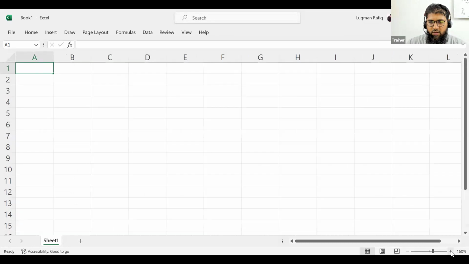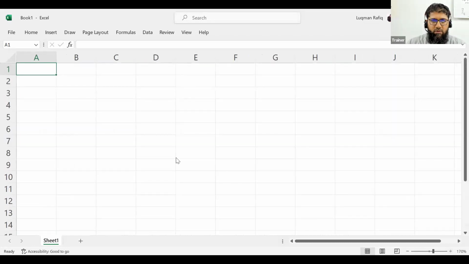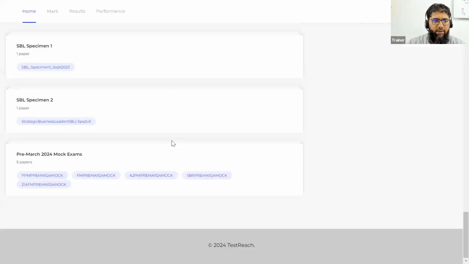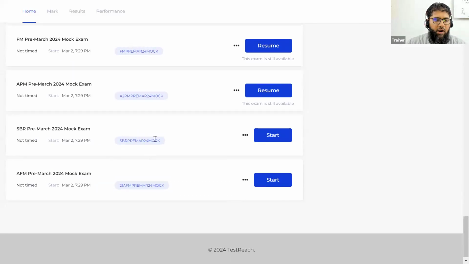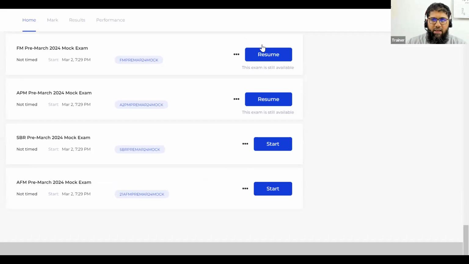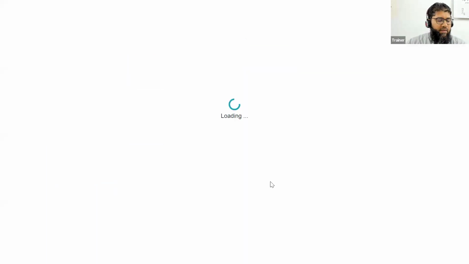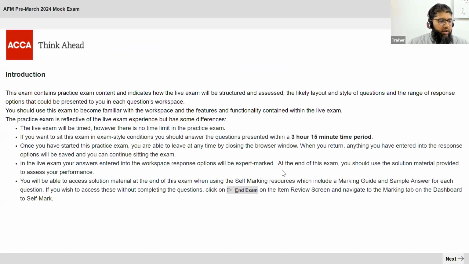Let me set up the Excel for myself also. Okay, here I go for the test reach. Here you have the March 2024 mock examination that is being given to us by the ACCA. I'm just starting off that mock.